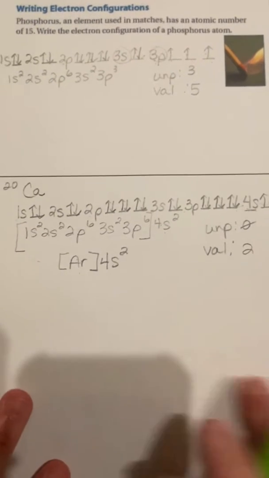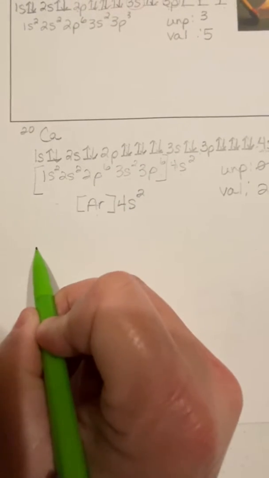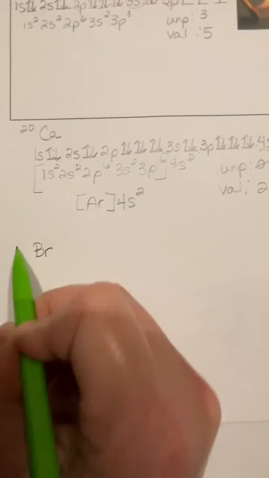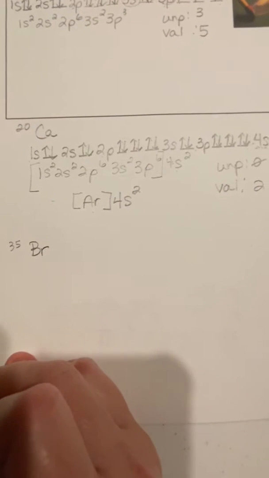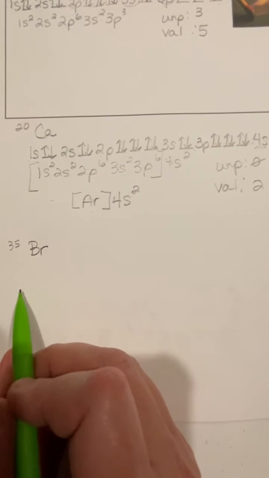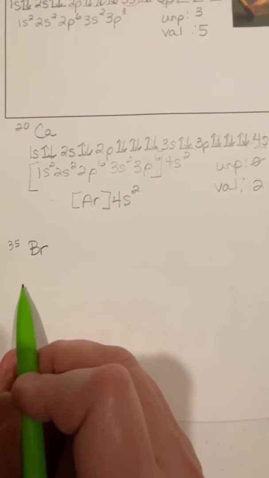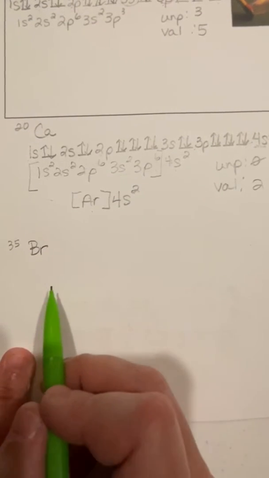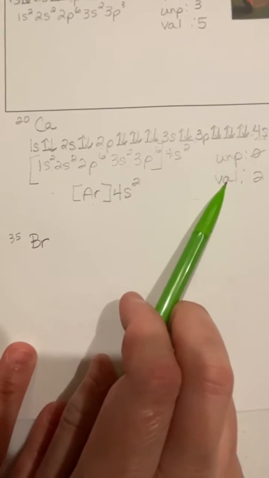All right, now I may have to do this in 2 rows because I don't think my video is going to be wide enough, but the next one I'm going to do is bromine. Bromine is number 35 on the periodic table. So I'm going to be placing these 35 electrons. And then after this video, you're going to have some practice problems that I'm going to give you to try to work some of these out and make sure that you understand how to do these electron configurations, meaning all 4 parts: orbital diagram, short form, unpaired, and valence.